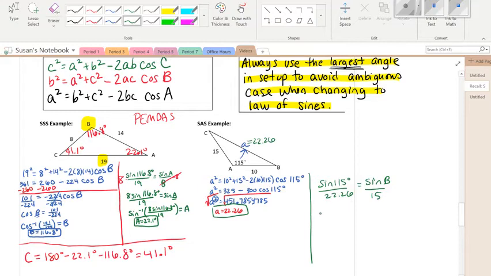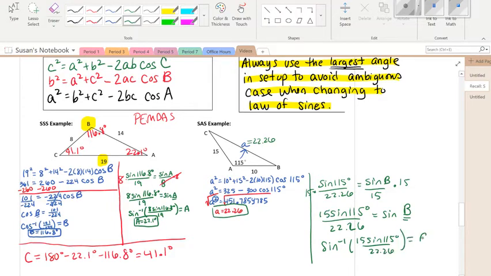So we multiply both sides by 15 to get that from that side. So 15 times the sine of 115 degrees divided by 21.26 is equal to the sine of B. Of course, since we're solving for an angle inside the sine, the only way to get rid of it is using the sine inverse of 15 times the sine of 115 degrees over 21.26 is equal to B. So in your calculator, don't forget to use the inverse button by hitting second sine, which gives you the sine inverse. So when you do that, you get B is equal to 39.8 degrees, since we're doing an angle.